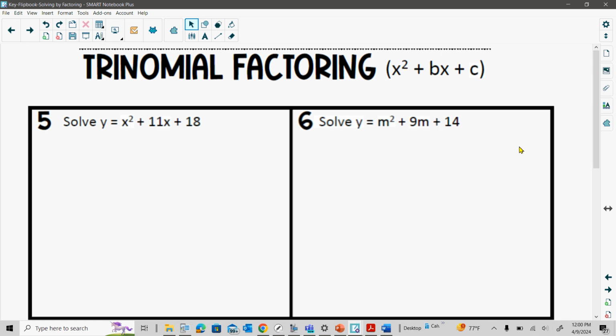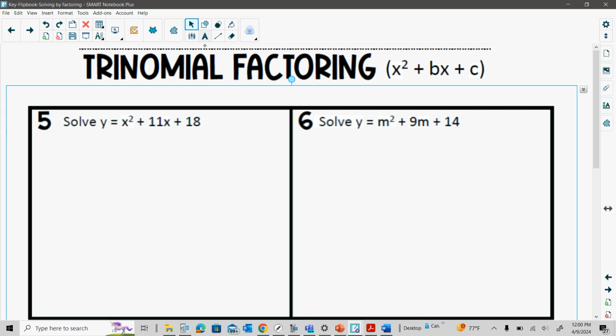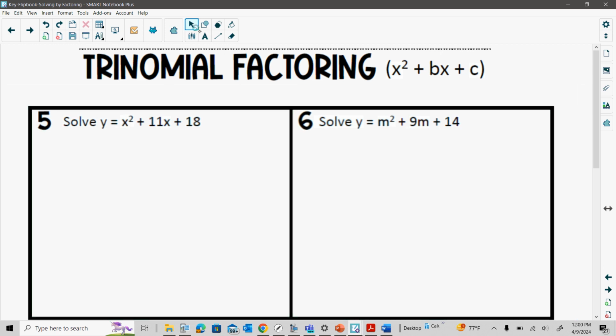All right, so when we factor, the key to factoring or to solving is we need the equation to equal 0 first of all. Okay, so right here, what I was hoping you can recognize is that even though it says y equals, if I see the y, I can substitute that with 0 and make that equal to the x squared plus 11x plus 18.